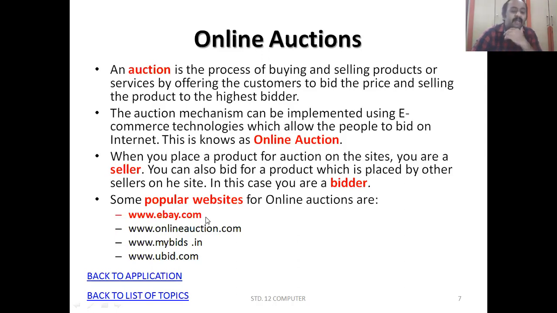So besides ebay.com, which are the other examples? See, once again I'm telling you, all this can be asked in MCQ. The question can come: which of the following is or is not an example of an online auction site? So you have to consider these examples: onlineauction.com, mybeats.in, and ubit.com. So these are the examples of auction sites.